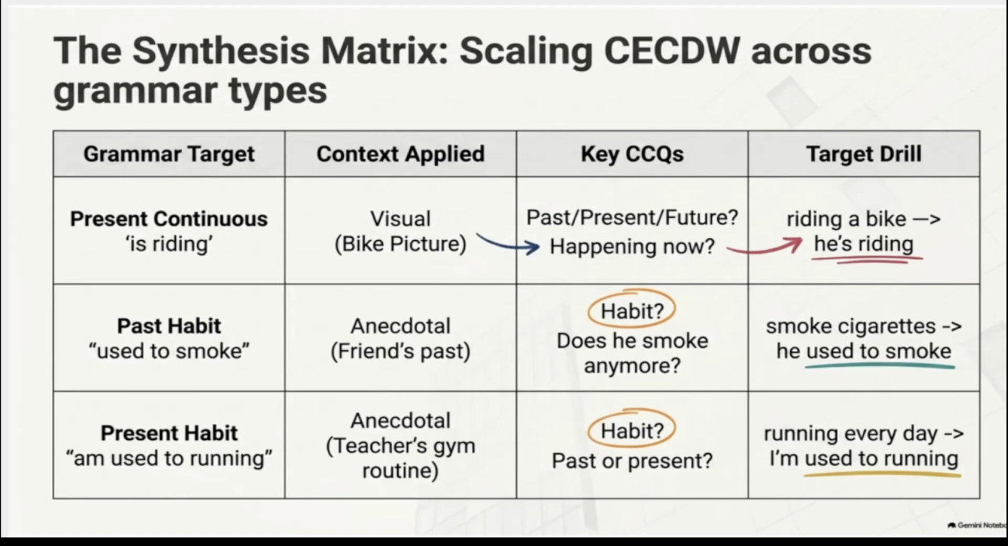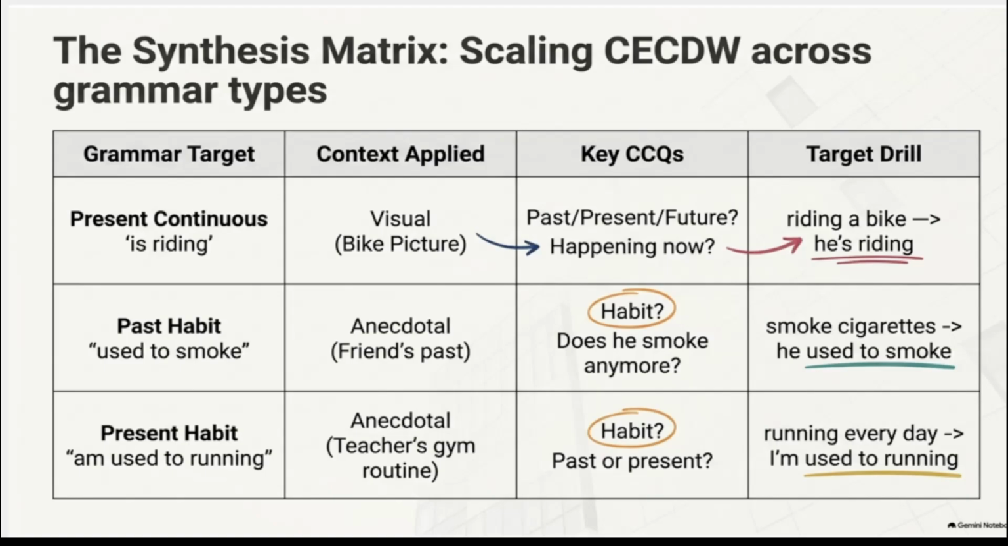The synthesis matrix, scaling CECDW across grammar types. Now let's bring the 5 stages together. We will show how CECDW can be adapted to different grammar targets. Let's start with the present continuous. The context is visual. For example, a picture of a person riding a bike. The target language is, he's riding a bike. Our CC cues can focus on, is he riding now? Yes. Is the action happening at the moment? Yes. Then we drill, riding a bike. He's riding a bike.